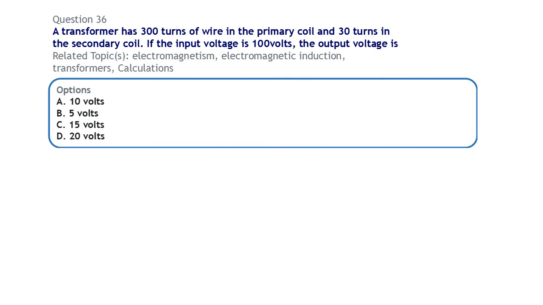Next, a transformer has 300 turns of wire in the primary coil and 30 turns in the secondary coil. If the input voltage is 100 volts, the output voltage is.